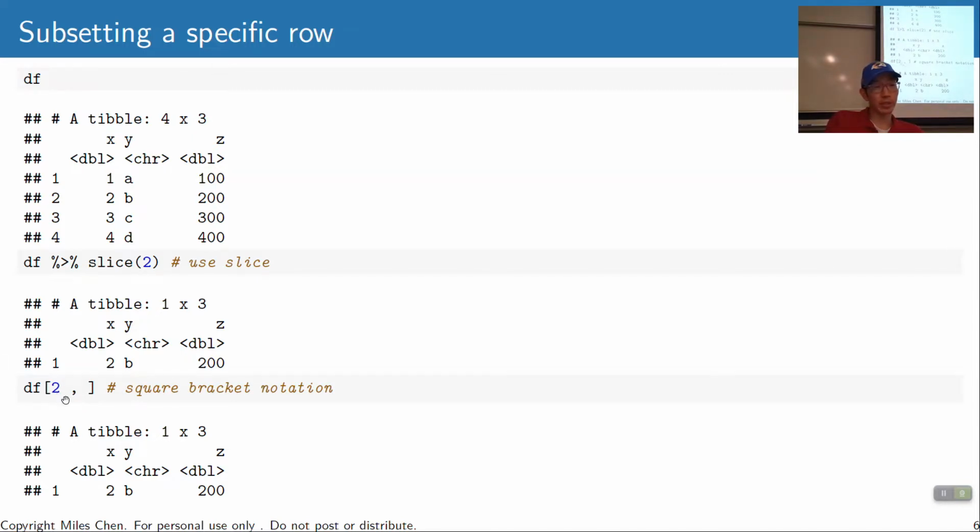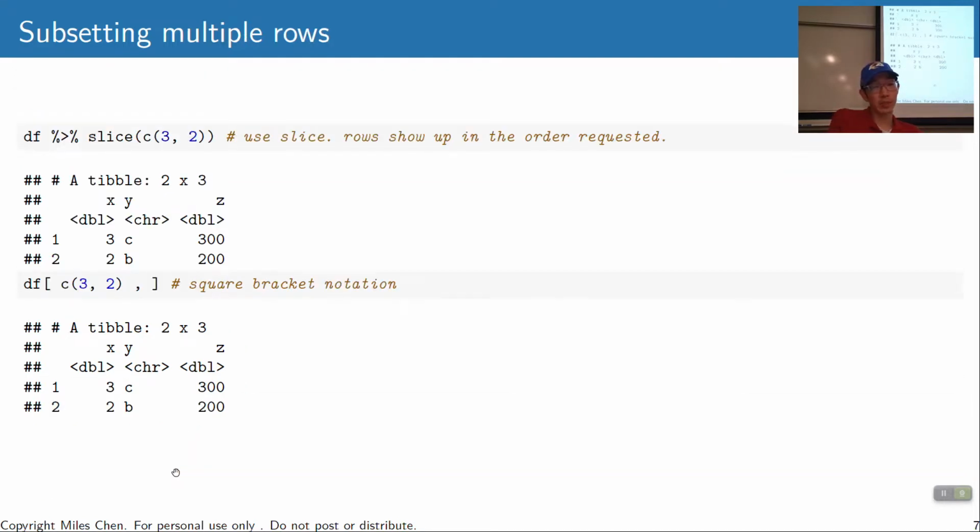And so here, if you want just row 2, and if you leave the part after the comma blank, it's going to assume you want all the columns. Okay, so this means row 2, all the columns, and you're going to get the same thing. So slice 2 is give me the second row, and square bracket 2 comma is also give me the second row. You can put in a little vector, okay, and we know how to work with vectors and create vectors, and so you can put in basically which row numbers you want, and you can put that inside slice, and it will give you those rows, and it will give it in the order that you asked for.